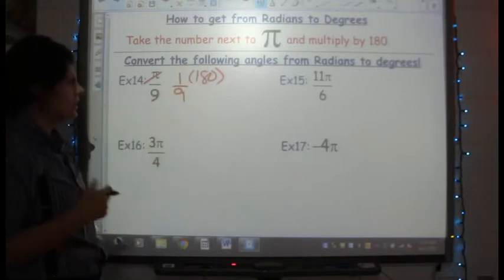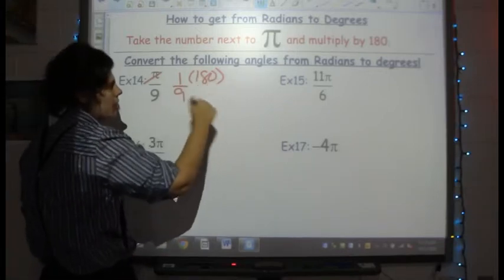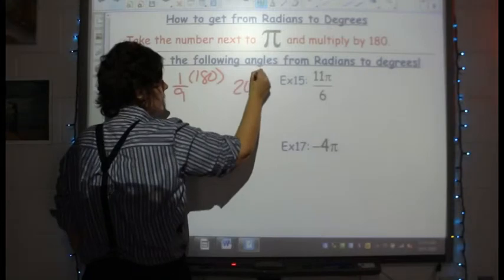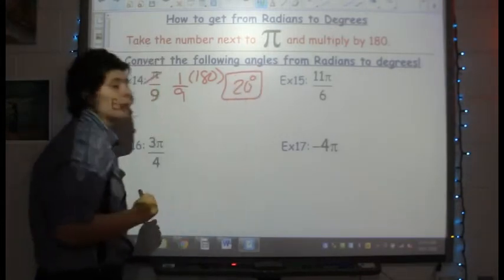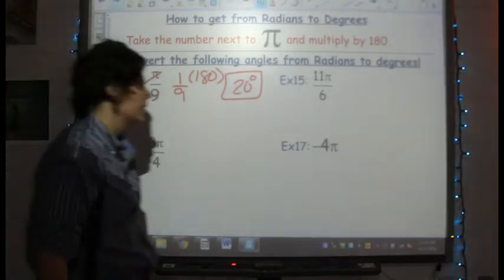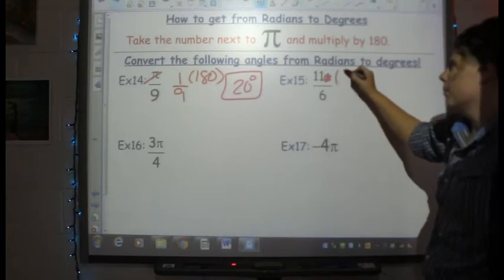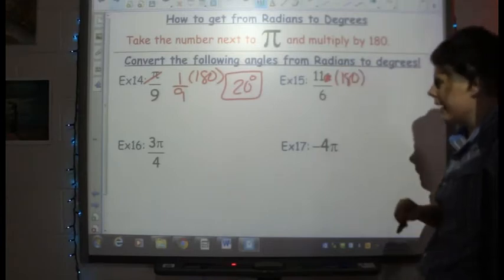So 180 divided by 9. Well, I know that 9 goes into 18 twice, and then there's a 0 there. So that's going to give me 20 degrees. And because we're in degrees, make sure you use the degree sign. All right, for number 15, we're getting rid of the pi and we're multiplying by 180.